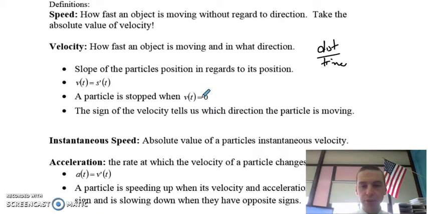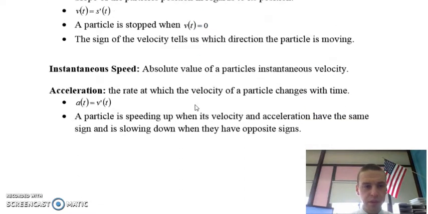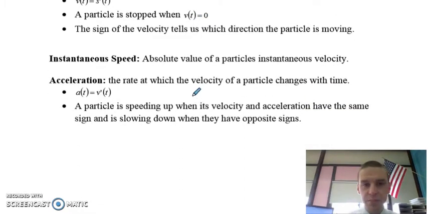If a particle is stopped, we know that the velocity is equal to 0. And then instantaneous speed is the absolute value of the particle's instantaneous velocity. Of course, speed does not mean anything with direction, so you take the absolute value of it.